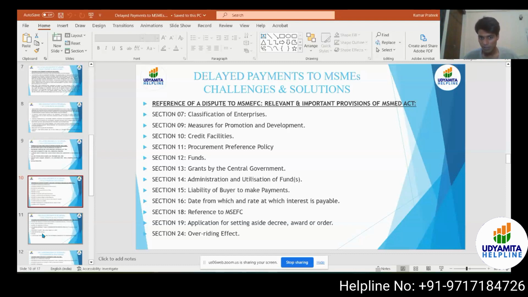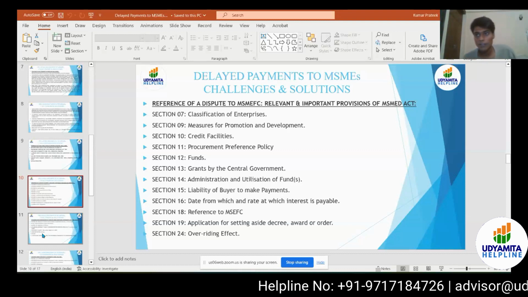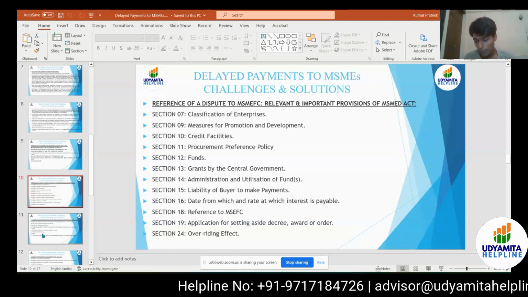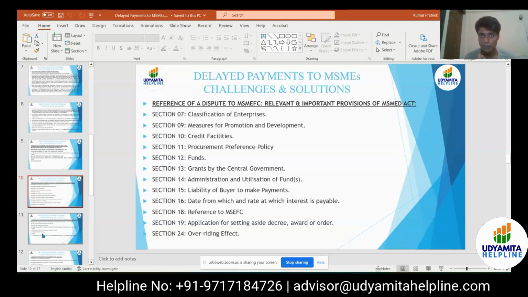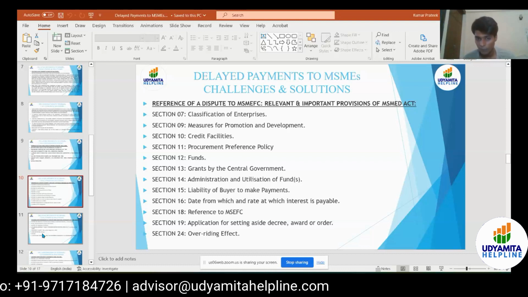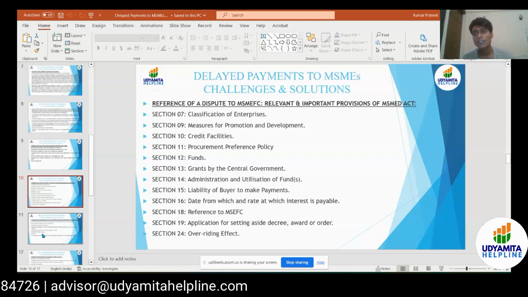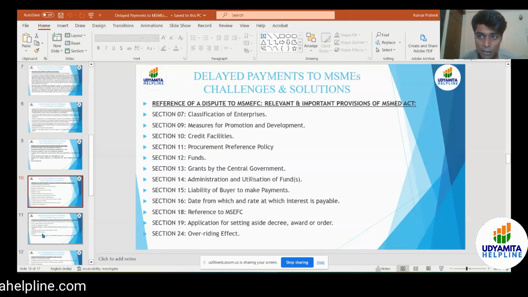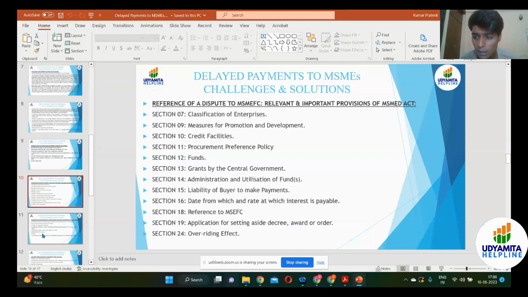Section 18 is reference to MSEFC. When an issue of delayed payment has arisen, that you have not received a payment 45 days after raising an invoice, and let's say that 1 year hasn't yet passed, what you can do under section 18 is make a reference to MSEFC. MSEFC Samadhan is also a portal on which you can file a reference online. You have to fill in certain information they ask regarding your enterprise and the opposite enterprise. You have to upload relevant documents, like the invoices, work order, purchase order, the bills, or the relevant communications that you think are important to the case.